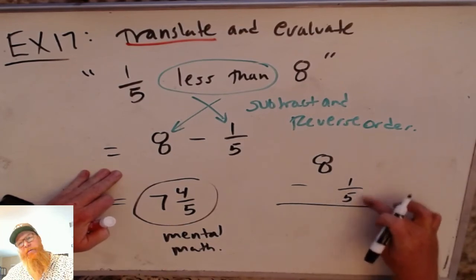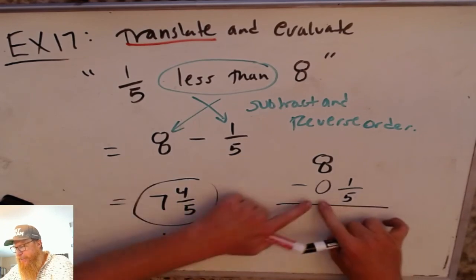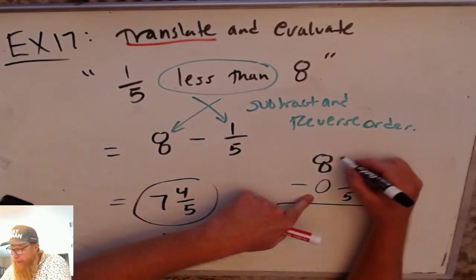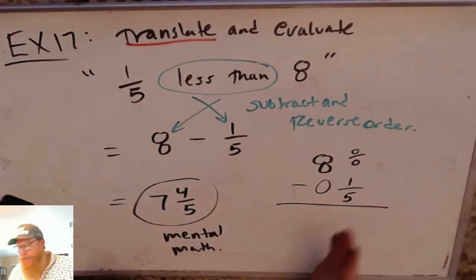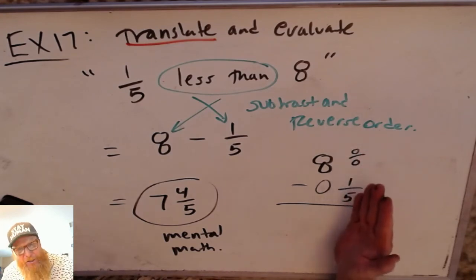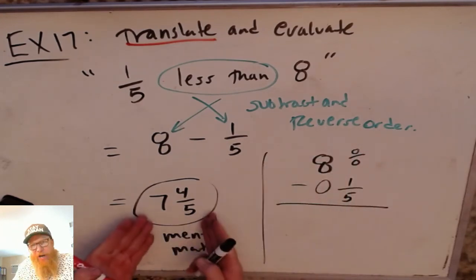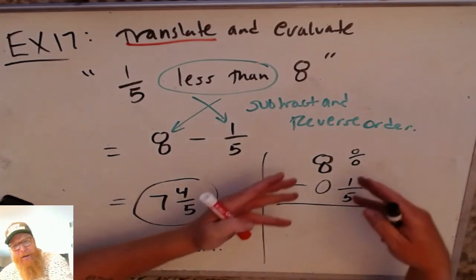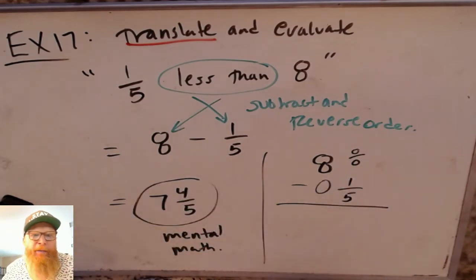Notice where I put the 1/5. It's essentially 0 and 1/5. And then 8 is essentially 8 and 0 zeros. You want to line up your fractions with your fractions and your whole numbers with your whole numbers. Now, I already know what I'm going to get. I'm going to get 7 and 4/5. But I want to show you how to mechanically do it so that you don't have to be guessing or hoping that your mind spits out the right number.